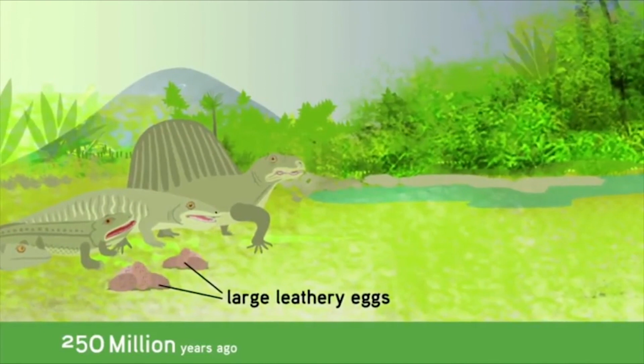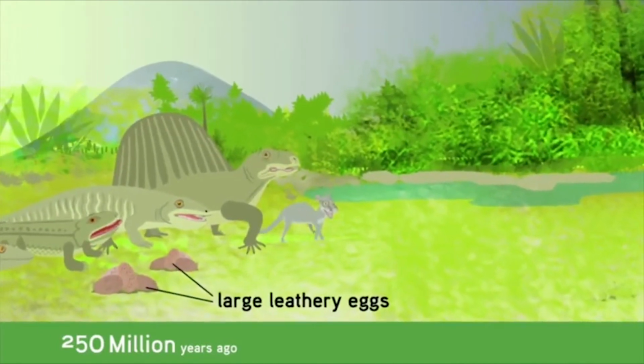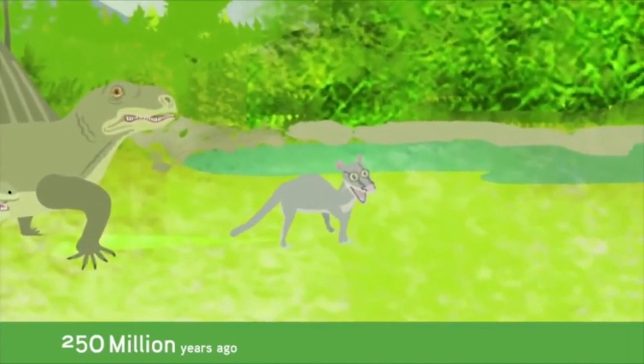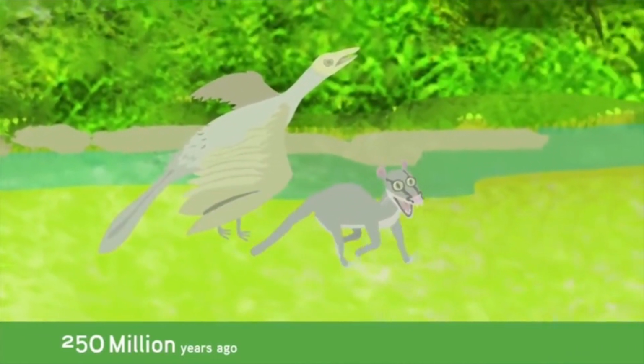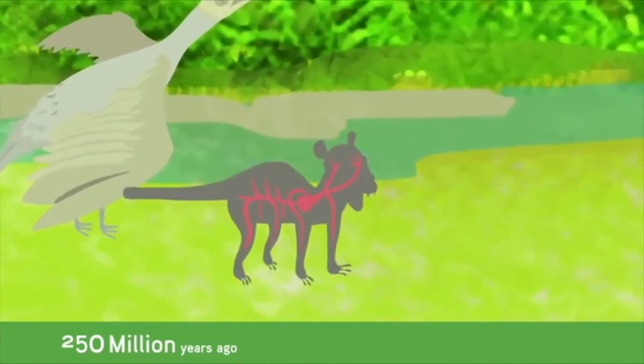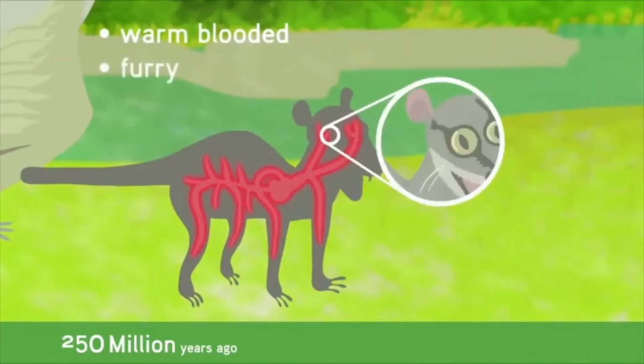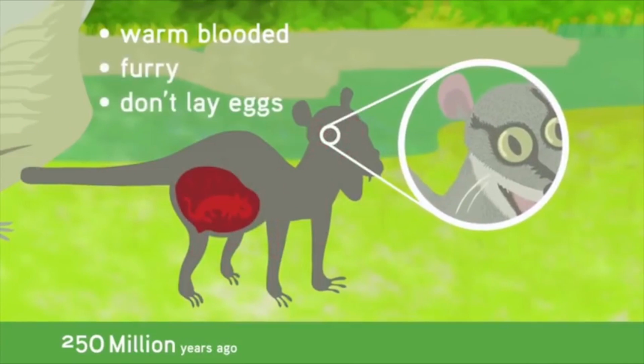Then, about 250 million years ago, the first mammals appeared on Earth, evolving from a branch of reptiles that loosely resembled birds. Mammals are warm-blooded, they're furry, and they don't lay eggs. And you and I are mammals.